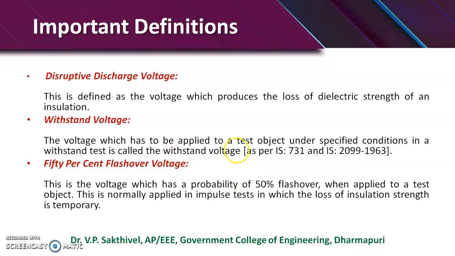Then the next term is 50% flashover voltage. This is the voltage which, when applied to a test object, has the probability of 50 percent flashover. This is normally applied in the impulse test, in which loss of insulation strength is temporary. That is the voltage which, when applied to an insulator a large number of times, causes flashover in one half of the total applications. You are applying it to an insulator, and flashover occurs for only 50 percent of the applications.